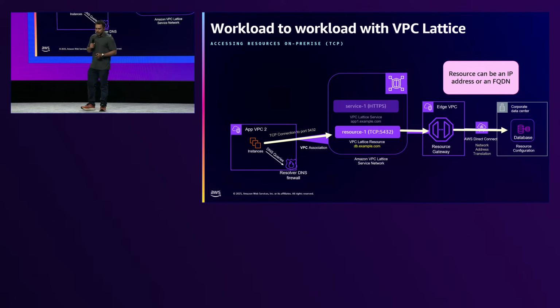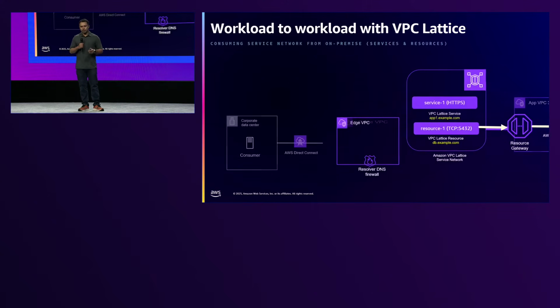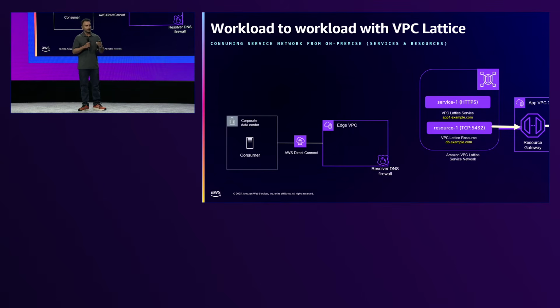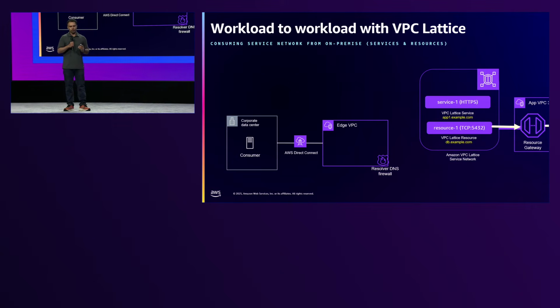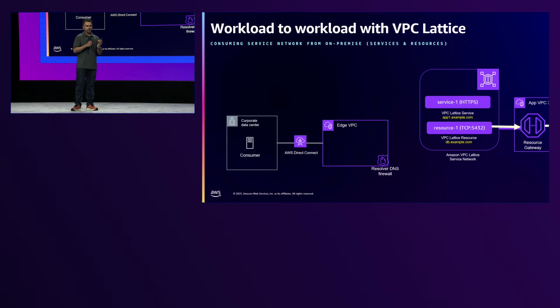All right, so let's expand this use case even further. Now let's say you have some resources that are already onboarded onto Lattice, but this time your consumer is sitting outside of AWS. The consumer in this case is sitting in an on-prem data center. And again, you're using a mechanism like Direct Connect to provide IP connectivity between the data center and AWS. So in this case, your usual VPC association will not work. Why? Because VPC association with a service network only provides access to resources that live within that VPC.